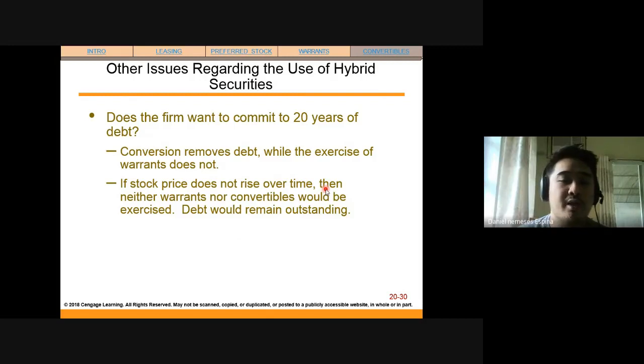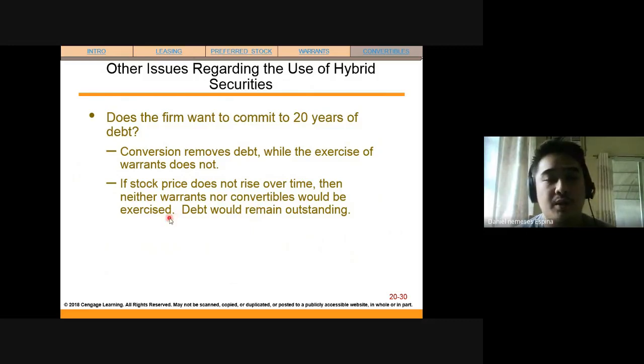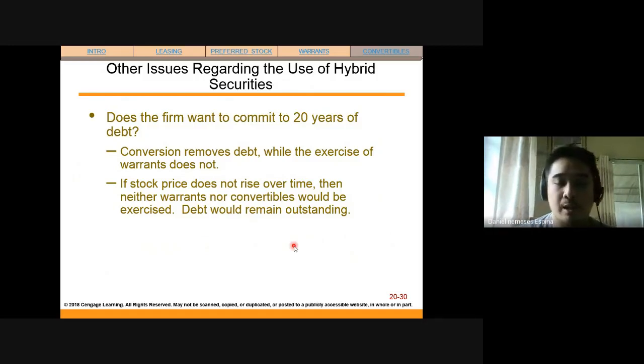If the stock price does not rise over time, then neither warrants nor convertibles would be exercised. So of course, attractive ra ang warrants and convertibles if the stock price is higher compared sa exercise price. So let's say ang exercise price sa warrants and convertibles is 12.50, dapat higher than 12.50 para mas ganahan mo exercise ang mga investors. Otherwise, those warrants and convertibles would not be exercised and the debt would still remain outstanding.